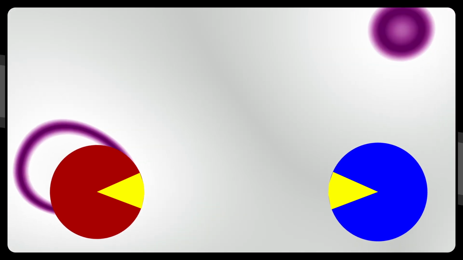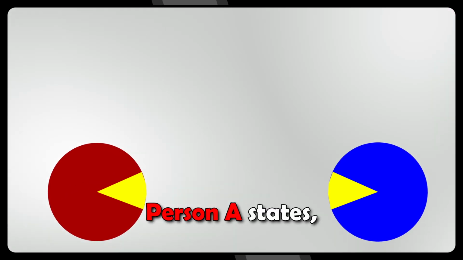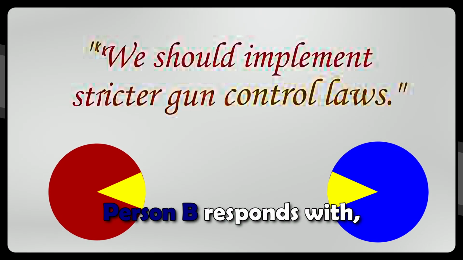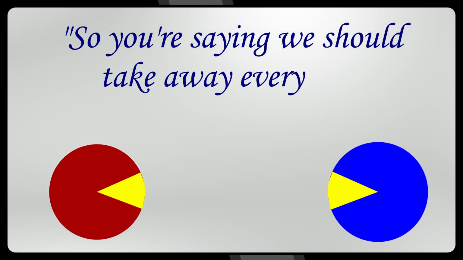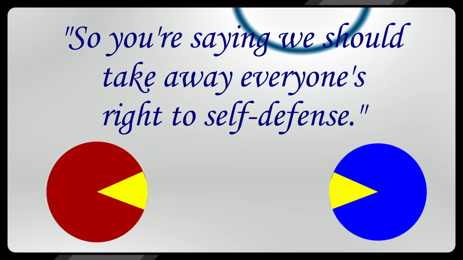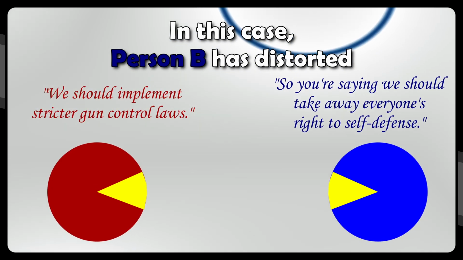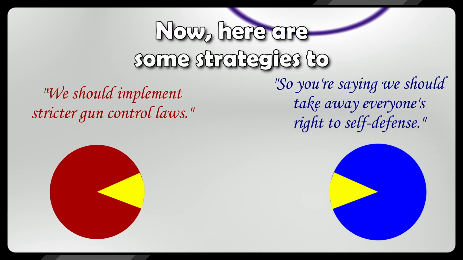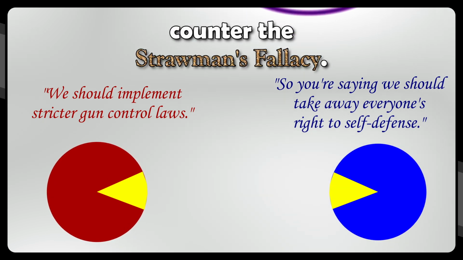Consider another example. Person A states, "We should implement stricter gun control laws." Person B responds with, "So you're saying we should take away everyone's right to self-defense." In this case, person B has distorted person A's argument, making it easier to attack. Now, here are some strategies to counter the strawman fallacy.